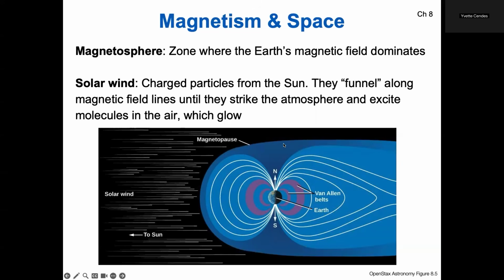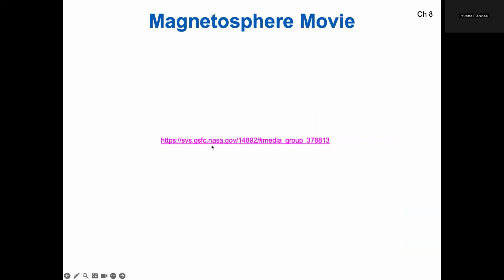And then we have the magnetopause, which is roughly where the magnetosphere equals the solar system's magnetic field, and everything is in equilibrium. The reason this is important is we have charged particles that come from the sun. There's a couple of them every square meter just as a normal course of events. We'll discuss exceptional events in a minute. And what happens to these particles is they then funnel along the magnetic field lines until they strike the atmosphere, so the upper bit of this magnetosphere, and they will cause those molecules to glow. I have a video to show you guys what this looks like.